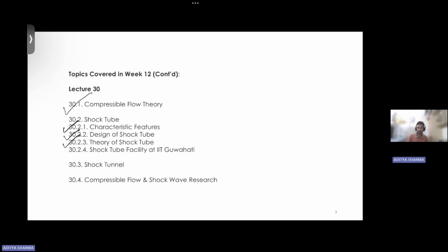And then after that, the shock tube facility at IIT Guwahati has been discussed. Various parameters or specifications related to this shock tube have been mentioned in the lecture.